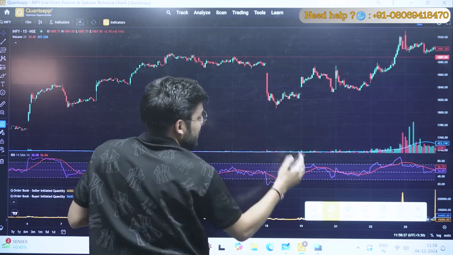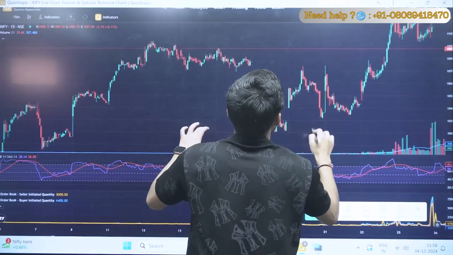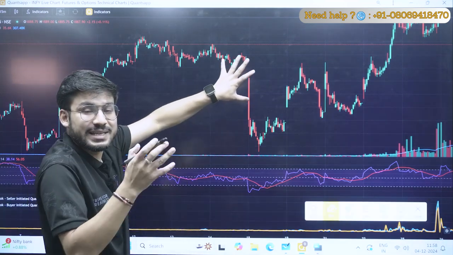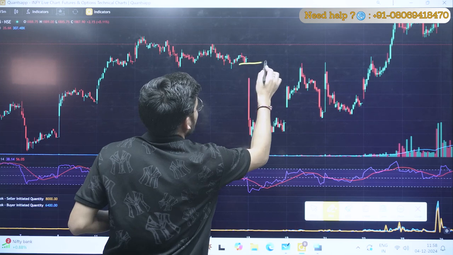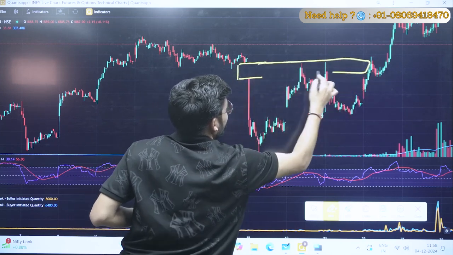Let me zoom the chart a little bit. I hope it is clear now. Right, perfect. Now this is my perfect gap down. It is not a common gap, but a perfect gap down. Whenever there is a perfect gap down, I will just mark this zone. So this is my zone, that was a gap down, and I will just extend it further.